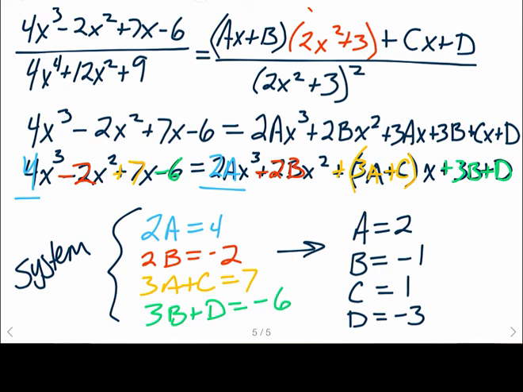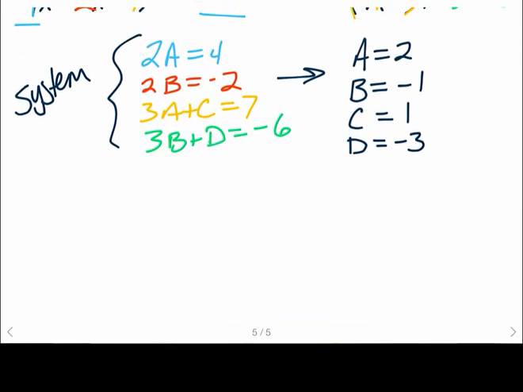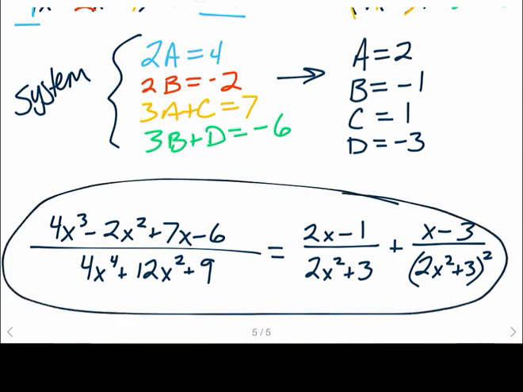Now, if we refer back to what we'd originally written, where the A, B, C, and D came from, then we can now write down the answer. So our original fraction, 4x cubed minus 2x squared plus 7x minus 6 all over 4x to the 4th plus 12x squared plus 9 equals 2x minus 1 over 2x squared plus 3 plus x minus 3 over 2x squared plus 3, the quantity squared. You want to check your answer? Add the fractions on the right. There it is.